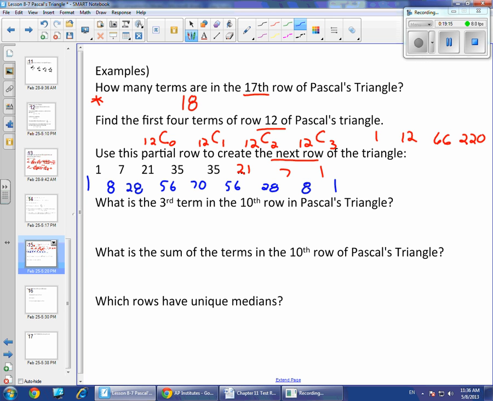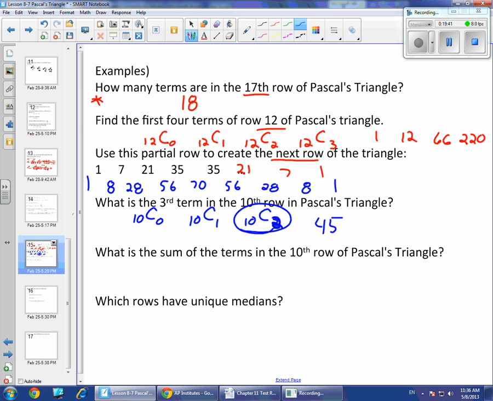The third term of Pascal's triangle in row 10. Again, 10C0 is the first term, 10C1 is the second, and 10C2, I counted wrong, is the third. This is what I'm looking for. So calculate 10C2 and you should get 45.